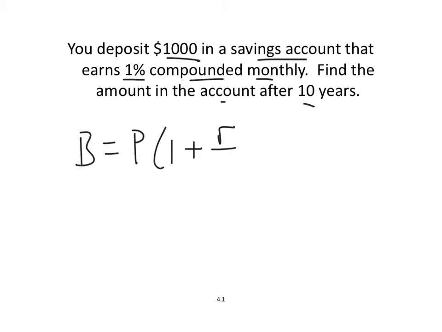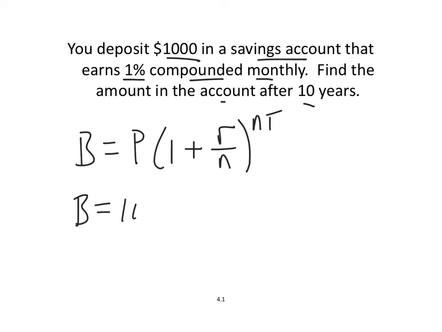And you can find all these spelled out in the textbook. Divided by the number of times they figure the interest each year. That's the number of compounds, raised to the number of compounds each year times the number of years, and I'll call that t. So all we've got to do is substitute all this in now.